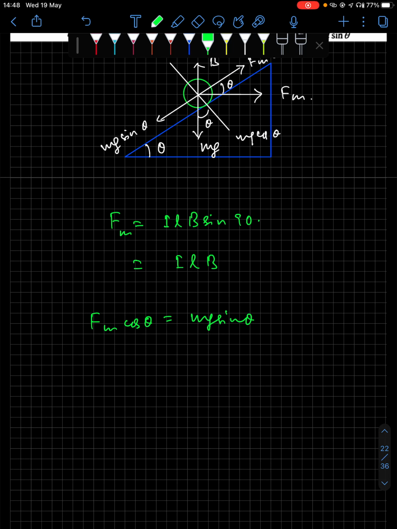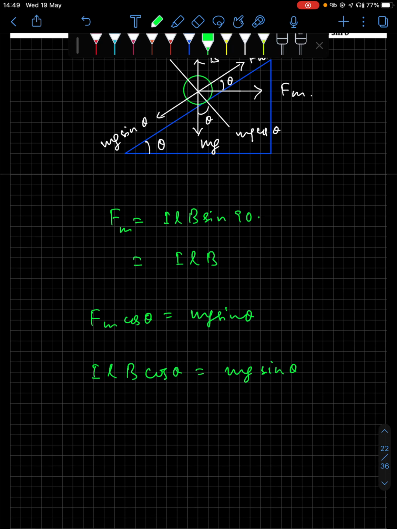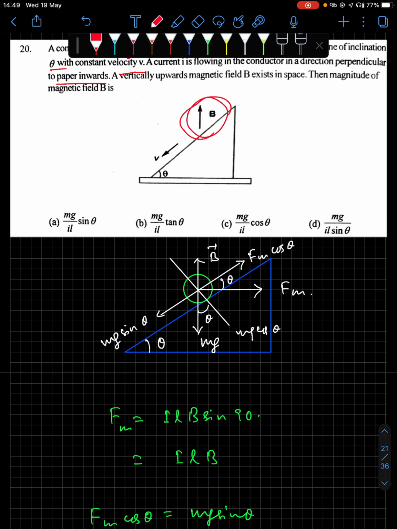So the Fm value is, we need the value of B, right? So ILB cos theta, it has to be, ILB cos theta equal to mg sin theta, right? So B comes out to be mg by IL tan theta. So that is your answer. mg by IL tan theta, option number B.